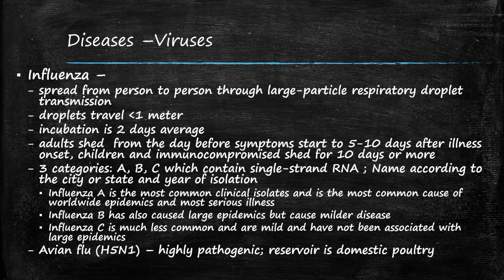And lastly, we have the avian flu. Avian flu, H5N1, highly pathogenic with a reservoir of domestic poultry. The H in the H5 is for the hemagglutinin, and the N is for the neuraminidase. They are both proteins that are found on the outer shell or the envelope of the virus. And they are how viruses are typically named for influenza.